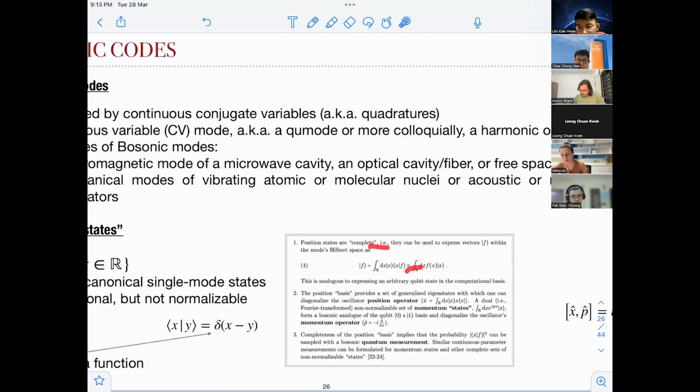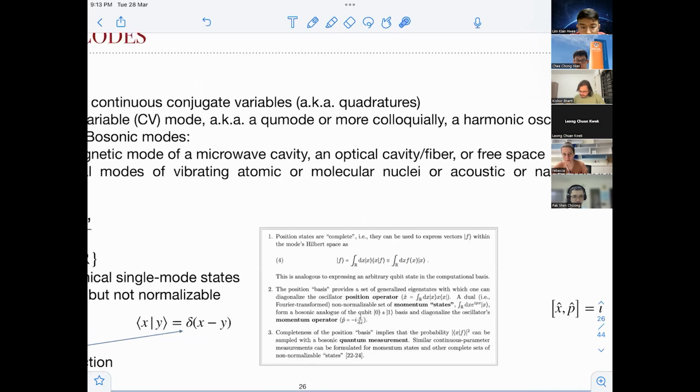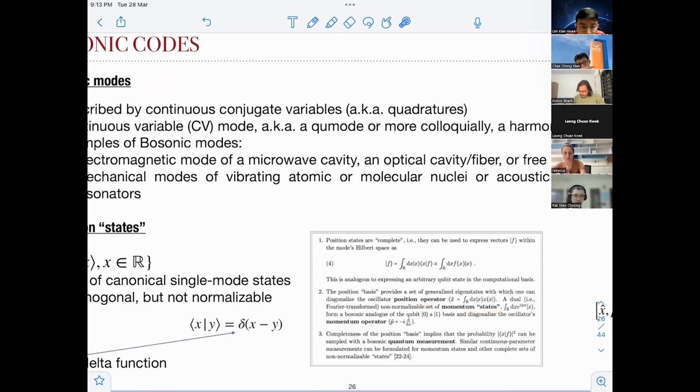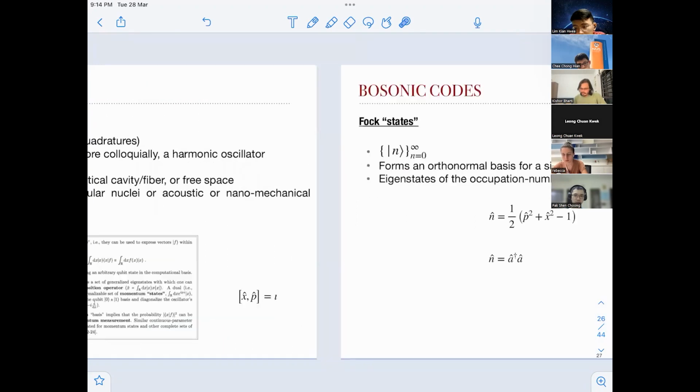I take this from the notes by Victor Albert. They are complete, they provide a basis, and you can define something like a position operator and momentum states, which you can think of as the Fourier transform of the position states. These are regular quantum mechanics 101, which many of you might already know. And we have this Heisenberg uncertainty relation.